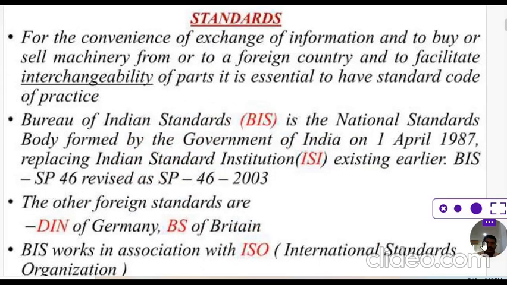The next one, standards. For the convenience of exchange of information, to buy or sell machinery from or to a foreign country, and to facilitate interchangeability of parts, it is essential to have a standard code of practice. For example, if you want to buy a drafter, or a mobile phone, you definitely check the standards. It represents the manufacturing quality and quality of the equipment.